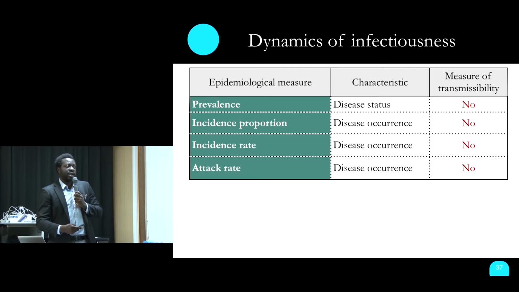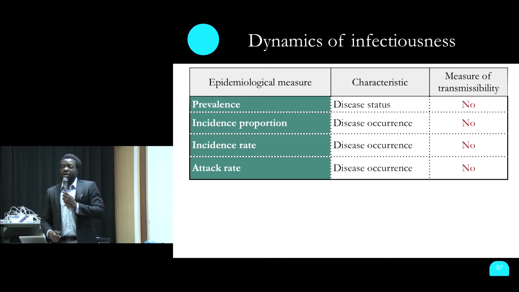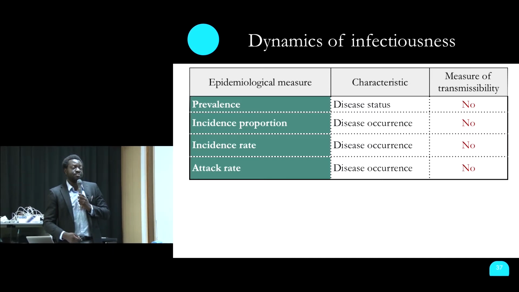So the prevalence is generally for measuring the disease status or the disease burden in a community. Incidence proportion, rates, and the attack rates are mostly measures of disease occurrence, how the disease occurs within a population, but they don't tell us anything about transmissibility.